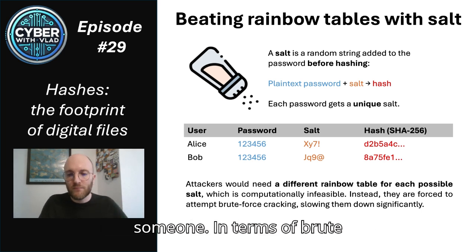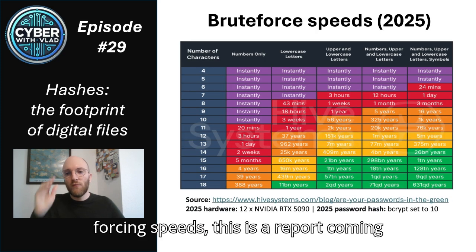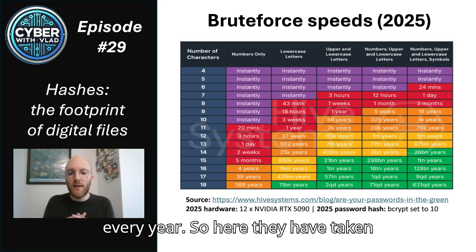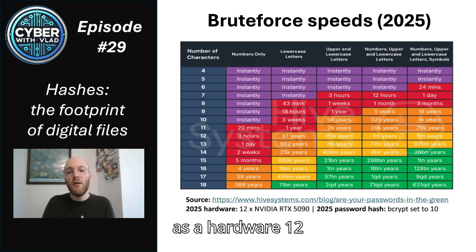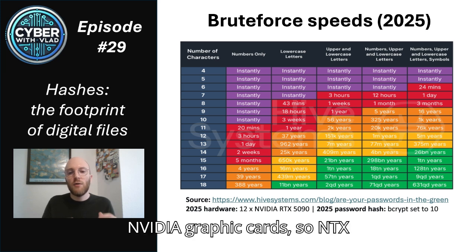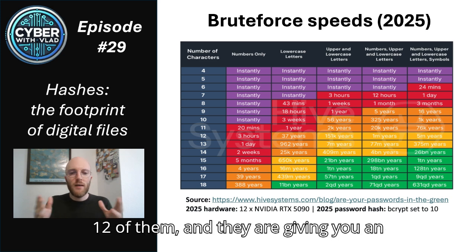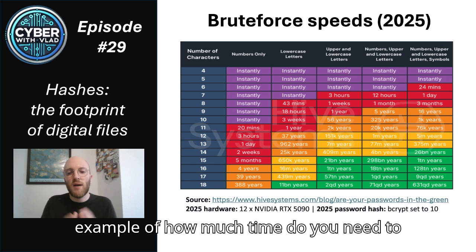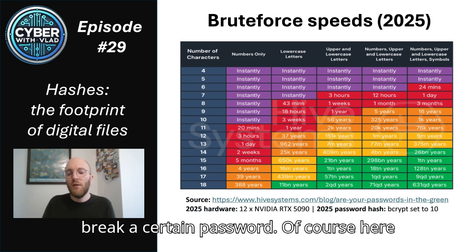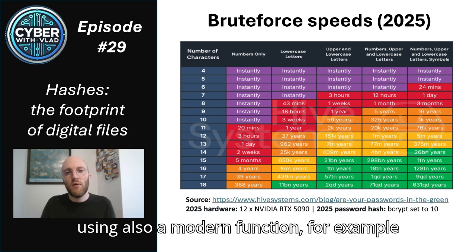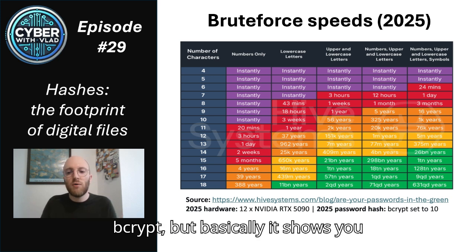In terms of brute forcing speeds, this is a report coming from Hive Systems. They update it almost every year. So here they have taken as hardware 12 NVIDIA graphics cards, RTX 5090. So it's quite a heavy setup, 12 of them. They are giving you an example of how much time you need to break a certain password. Of course, here they are not using MD5 hashes. They are also using a modern function, for example, bcrypt.